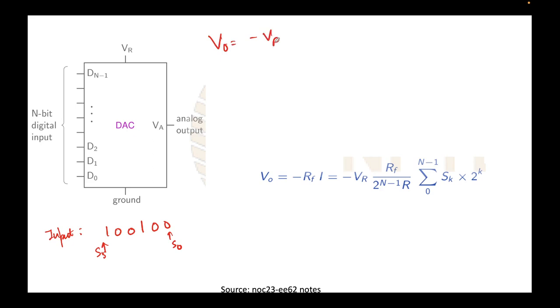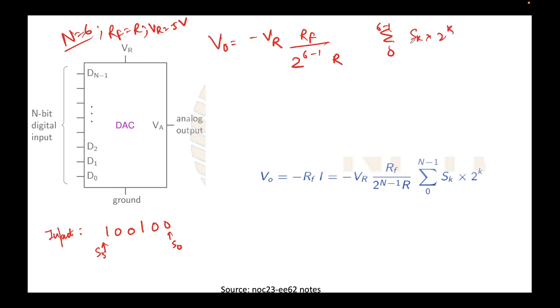Let's put these values here. This is minus VR. VR is also given, minus 5. Let's put this expression: RF over 2 raised to the power n, where the number of bits is 6 in this problem, n equal to 6, RF equal to R, and VR is minus 5 volts. So 2 raised to the power n minus 1 is 5, R, sigma K from 0 to 5, SK times 2 raised to the power K. VR is minus 5, so this becomes 5. RF equal to R, this gets cancelled. This turns out to be 5 over 2^5, sigma 0 to 5 of SK times 2 raised to the power K.